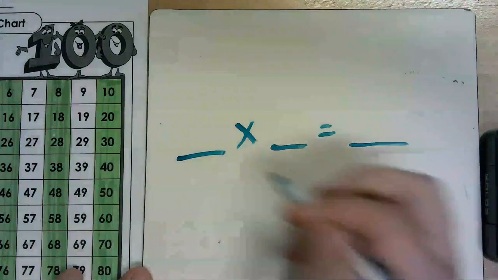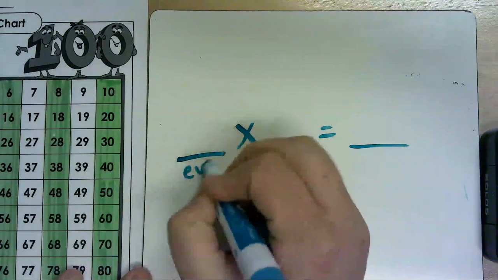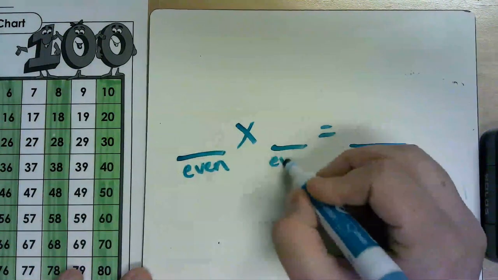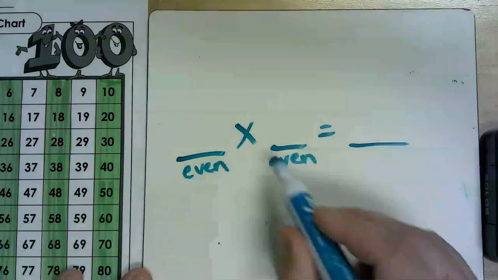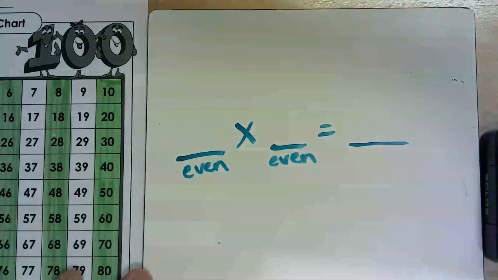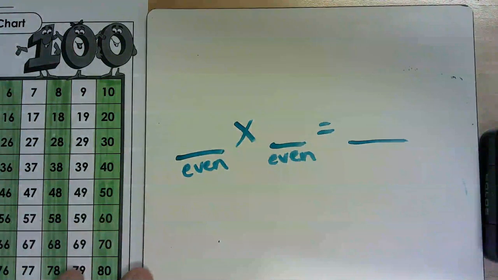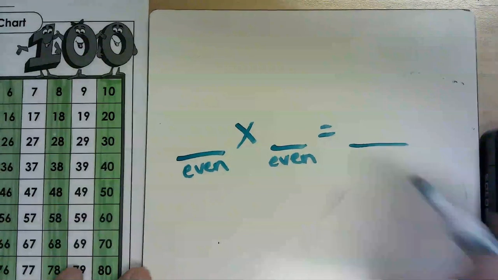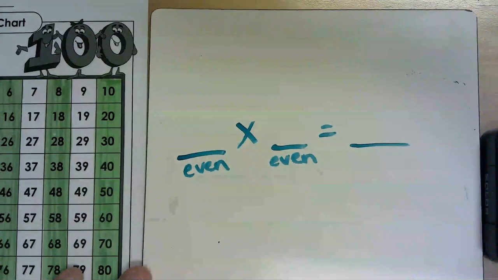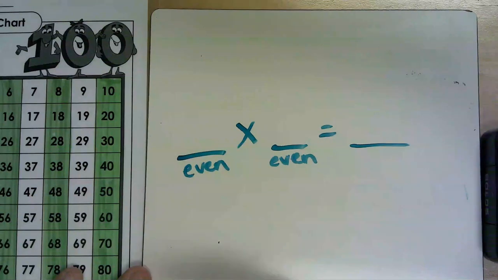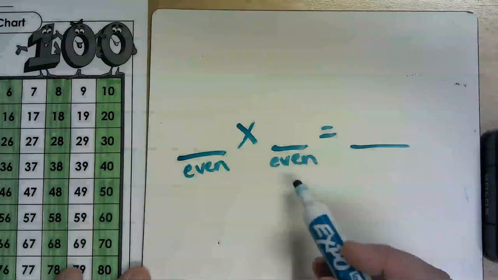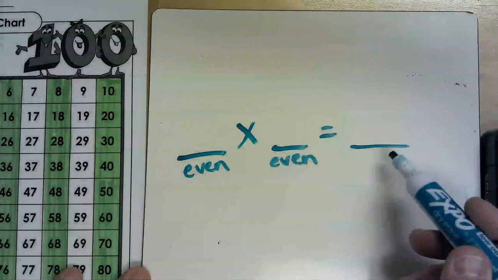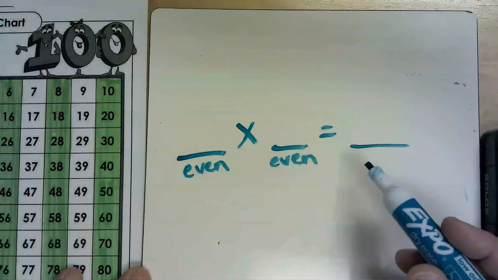So if I started with an even number, and again, you should be writing all of this down with me, an even number times an even number, what would my answer be? An even number times an even number. Is it going to be even or is it going to be odd? I'm going to ask you to make a prediction. I want you to use your brain right now and think, what do you think is going to happen? If we times even, will it be even or odd? What do you think?